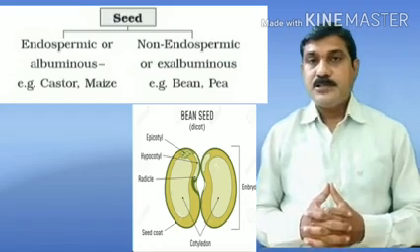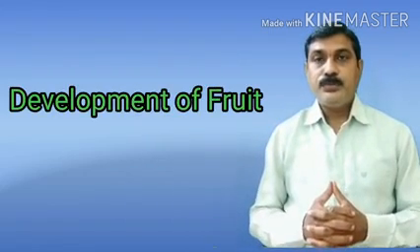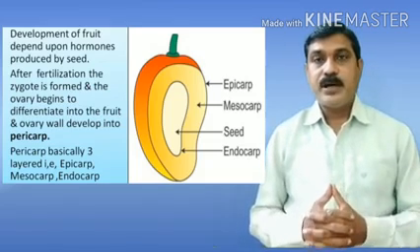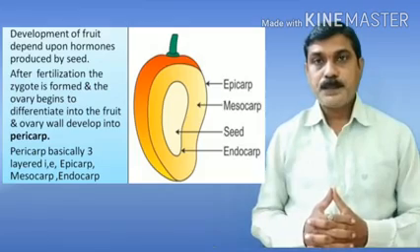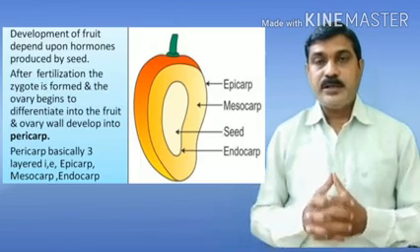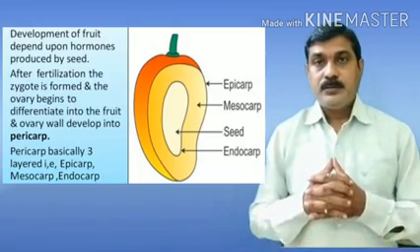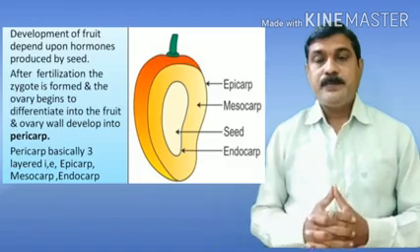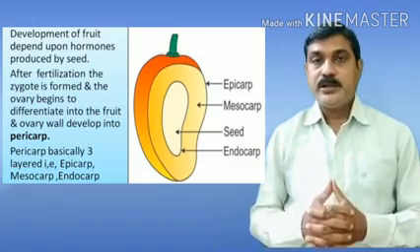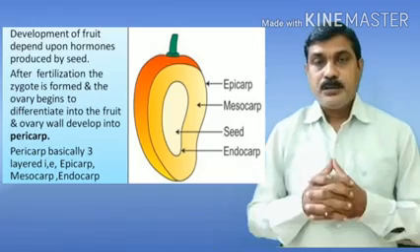Then let us discuss the development of fruit. Development of fruit takes place by the hormone secreted by seed. After fertilization, the zygote is formed, and then during that time the ovary, after fertilization, gets differentiated into the development of fruit.